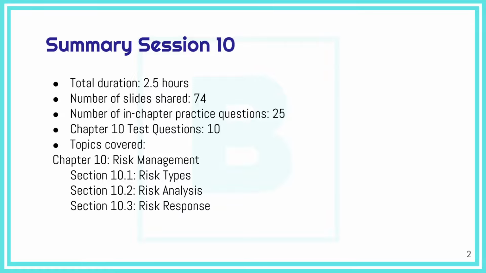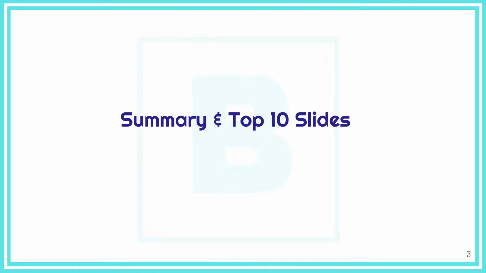We've covered the entire chapter on risk management, chapter number 10. We covered section 10.1, which is the risk types, 10.2, which is risk analysis, and 10.3, which is responding to risks. As usual, we will share with you a summary and the top 10 slides we picked for you, even though it wasn't really easy to pick the top 10 slides from this chapter in particular, because almost all the slides are important, okay?